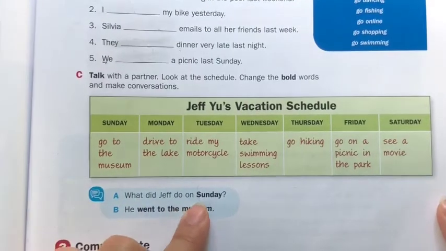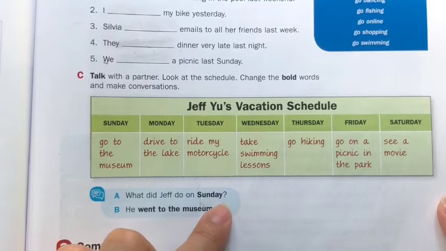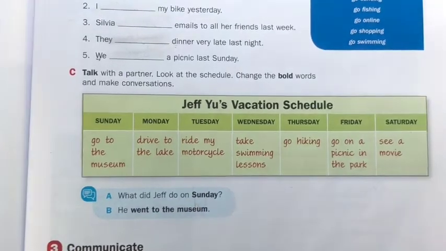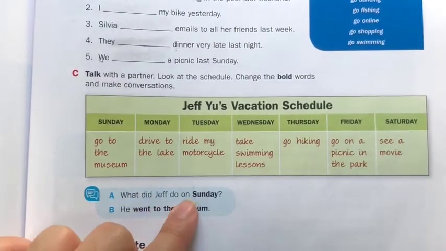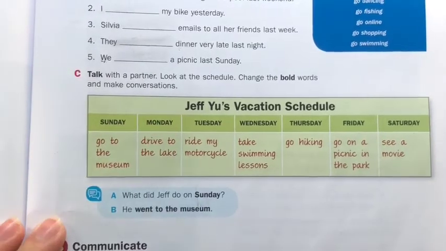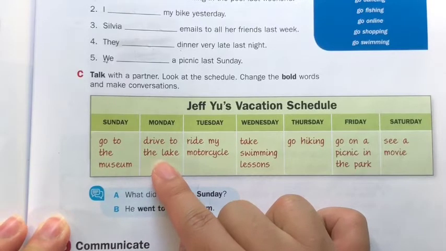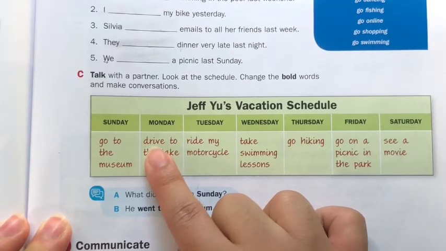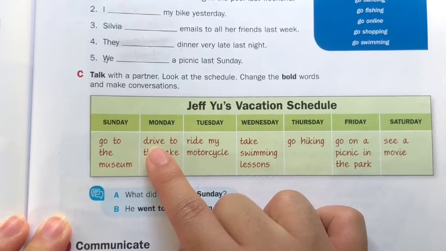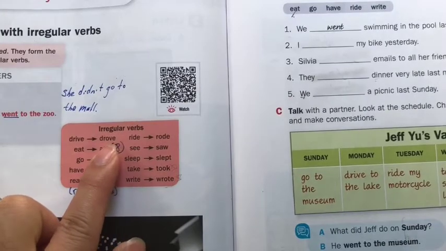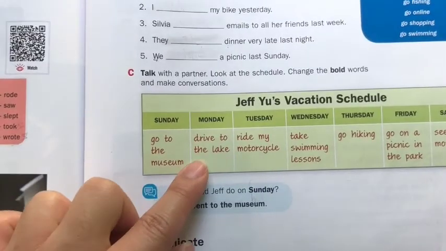So let's keep practicing. And remember, because we are talking about days, the time word we use is on. So what did Jeff do on Monday? What did Jeff do on Monday? Drive to the lake. What's the past tense of the word drive? How do we say drive in the past? He drove. He drove to the lake.